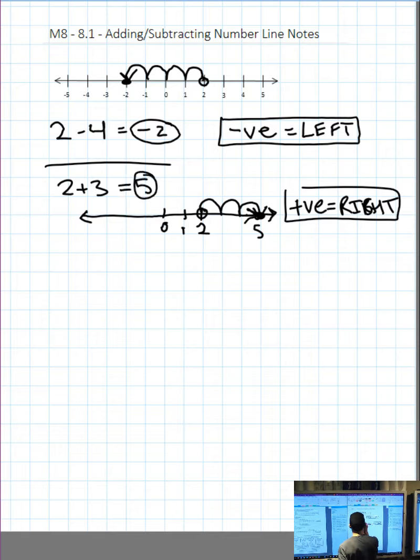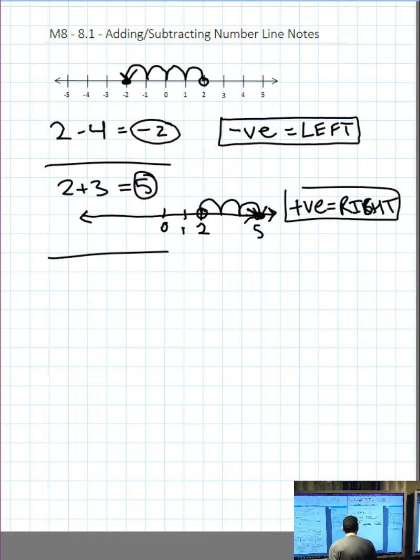I'm going to circle my answer. I'm going to check it on the calculator just because I can. 2 plus 3 equals 5. So anyway, that's good. So positive, like we just did, to the right, obviously. Negative to the left, obviously.